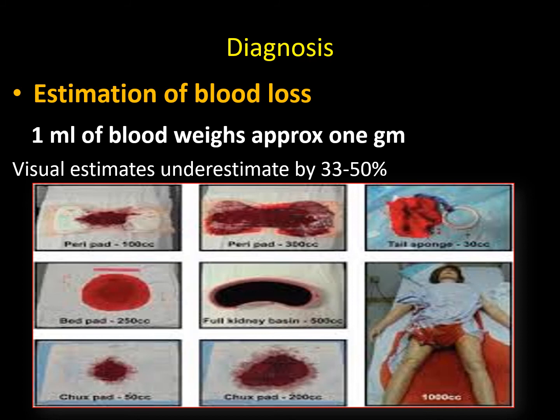As in this picture, you can't tell me that this is only 200 mils. You have patients where the sheets, bed sheets, floor, clothes, everything is soaked with blood, and yet the resident comes out and says that the patient bled 200 milliliters. It is very important to estimate blood loss correctly, and this is the most important step in the diagnosis and management of postpartum hemorrhage.